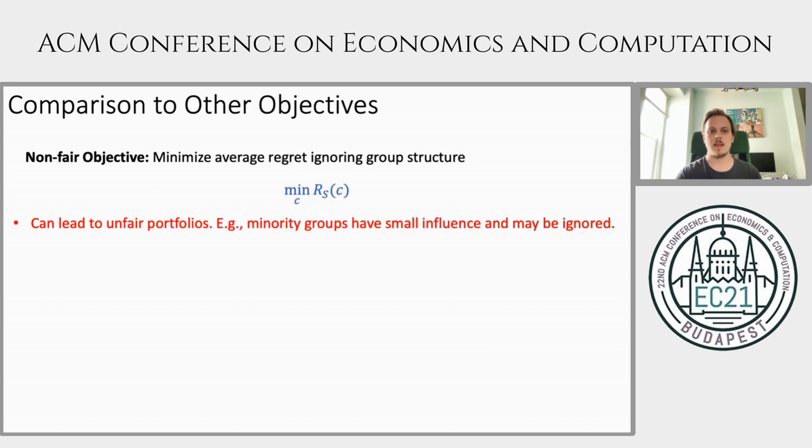But unfortunately, optimizing this objective can lead to unfair portfolios in many different subtle ways. Just to give one concrete example of what could go wrong, minority groups will have a small influence on the average regret of the entire population. And so a designer that's optimizing the average regret for the whole population can essentially ignore these minority groups, which is maybe not what we want.